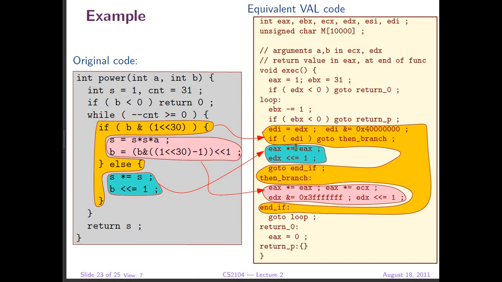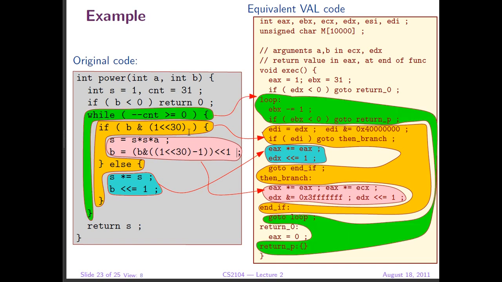And up here is going to be the translation of the else branch. So it's quite clear now, right, that S star equal S is going to be EAX star equal EAX, and B left shift by 1 bit will be EDX left shift by 1 bit, right? So we know how we translate each of these parts. Let's see how we translate the while loop. The while loop is the green part, so it's a skeleton there. How do we do that?